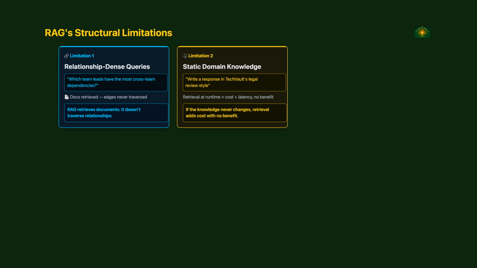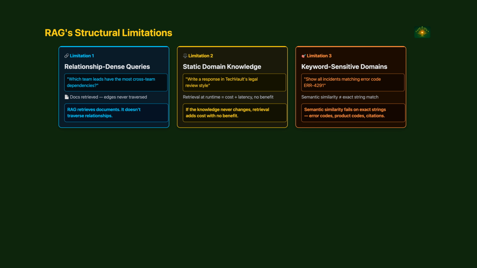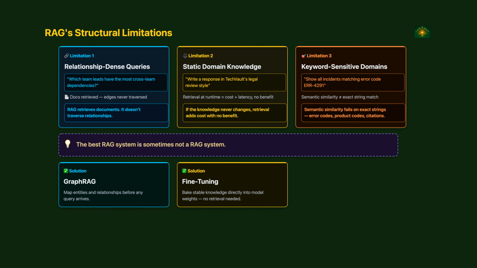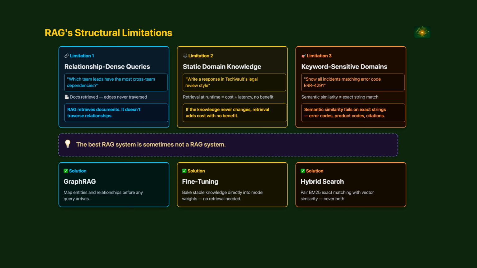Keyword sensitive domains, error codes, legal citations, SKUs. ERR 4291 doesn't have a semantic meaning. Pure vector search drifts to similar errors when you need exact matches. The best RAG system is sometimes not a RAG system. For relationships, GraphRAG. For static knowledge, fine tuning. For exact terms, hybrid search. We'll cover each one in this video.